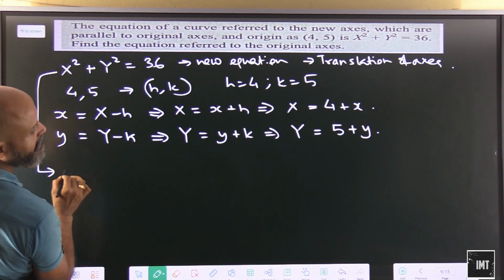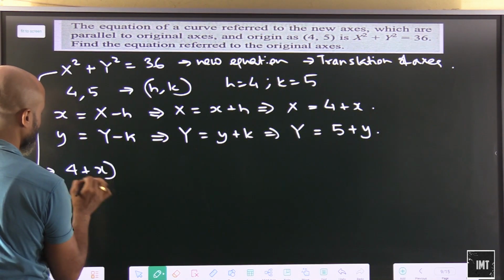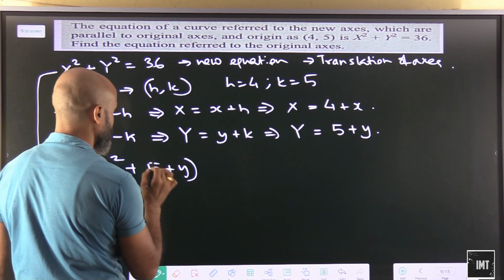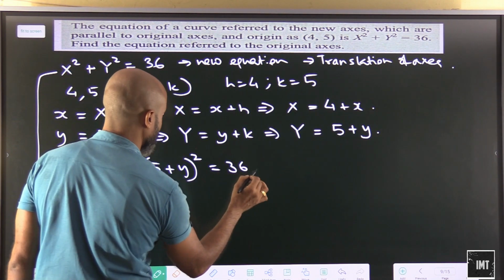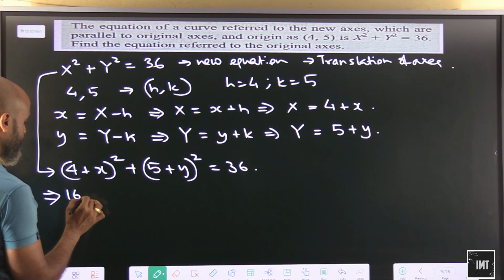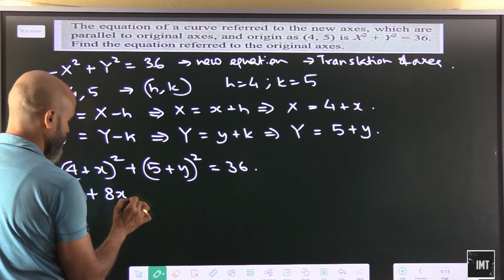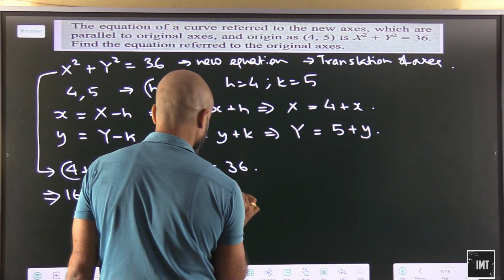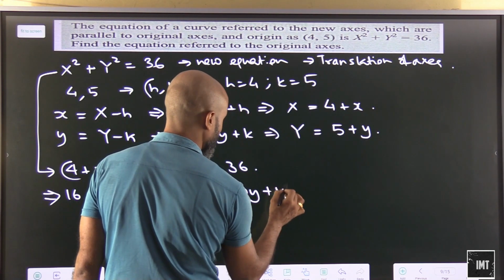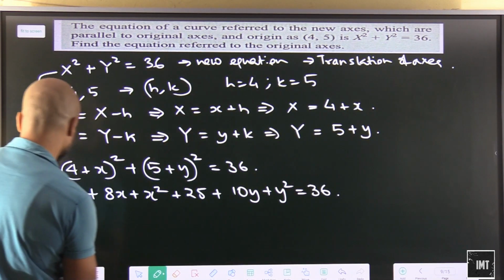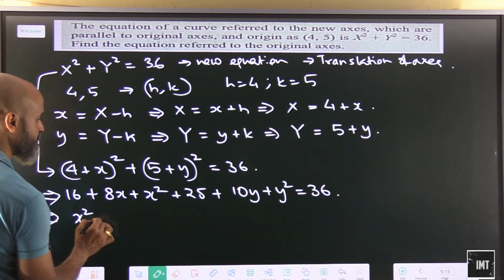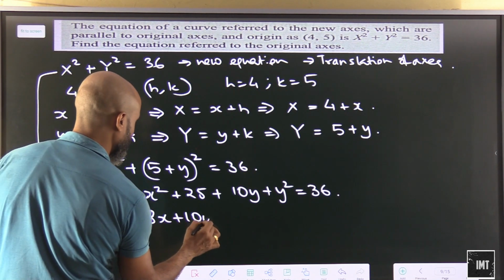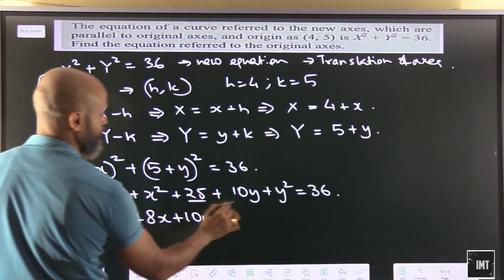x square can be written as (4 plus x) whole square plus y square, that can be written as (5 plus y) whole square. This will be equal to 36, which means how much? 16 plus 8x plus x square plus 25 plus 10y plus y square is equal to 36, which would mean how much? x square plus y square plus 8x plus 10y plus 25 plus 16, that is 41.